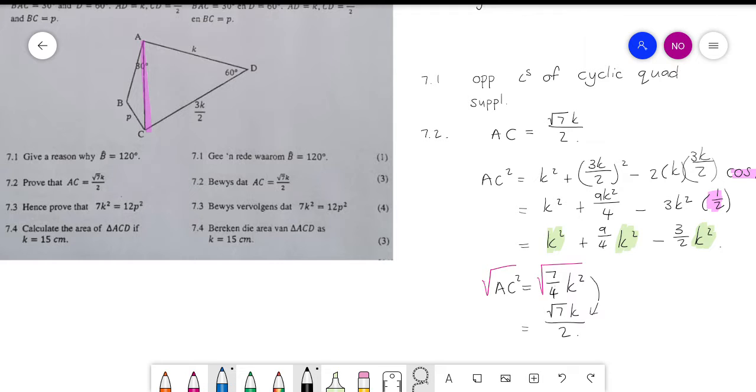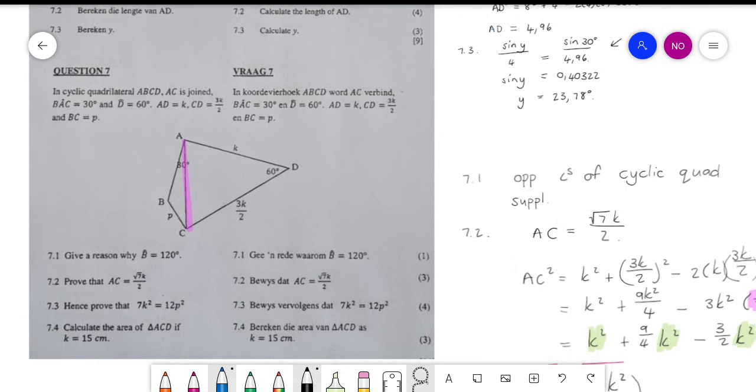All that you had to do there is work towards the common side. Want ons het mos gesê AC is 'n gedeelde sy. Okay? So if we are defining AC in this triangle, we say AC is equal to root 7k over 2. But if we look at the other side, you're going to write AC as something else. It's going to have another name. And those two things must be equal to one another. Do you agree? Because it's still the same side.